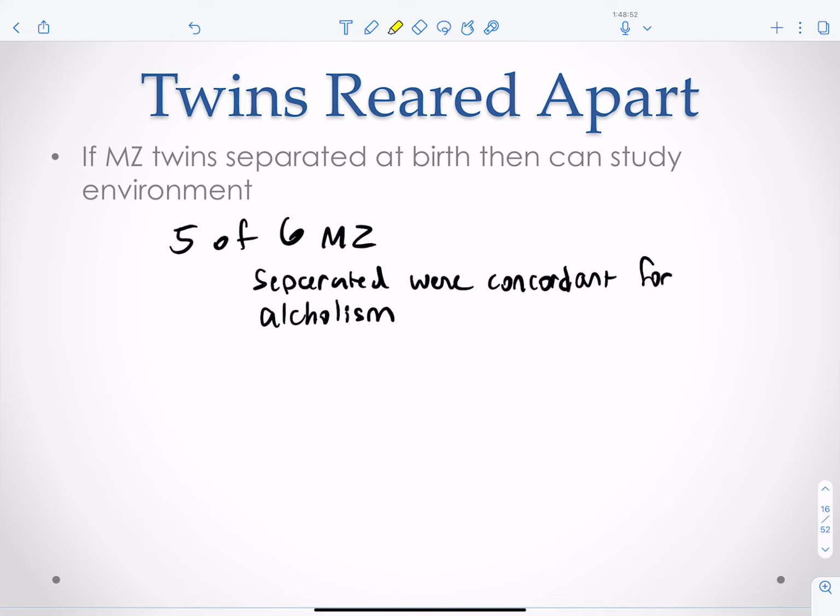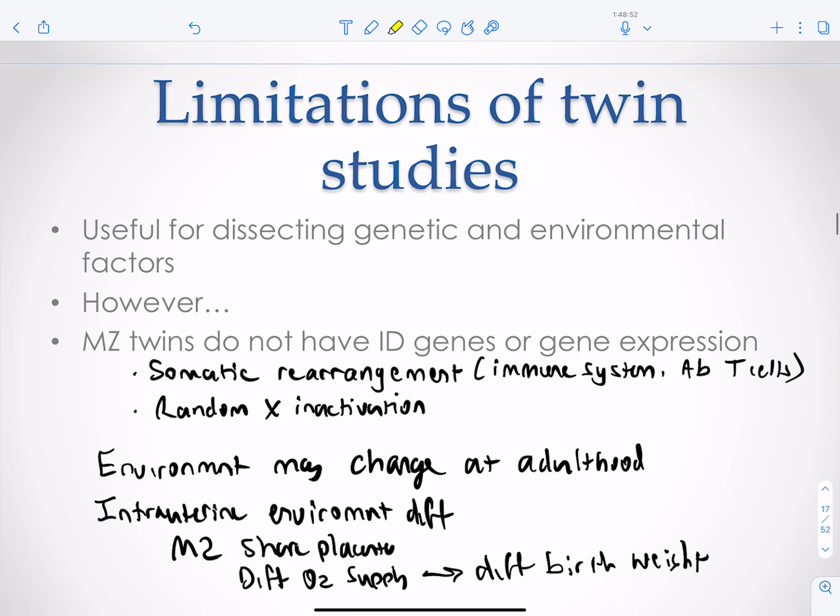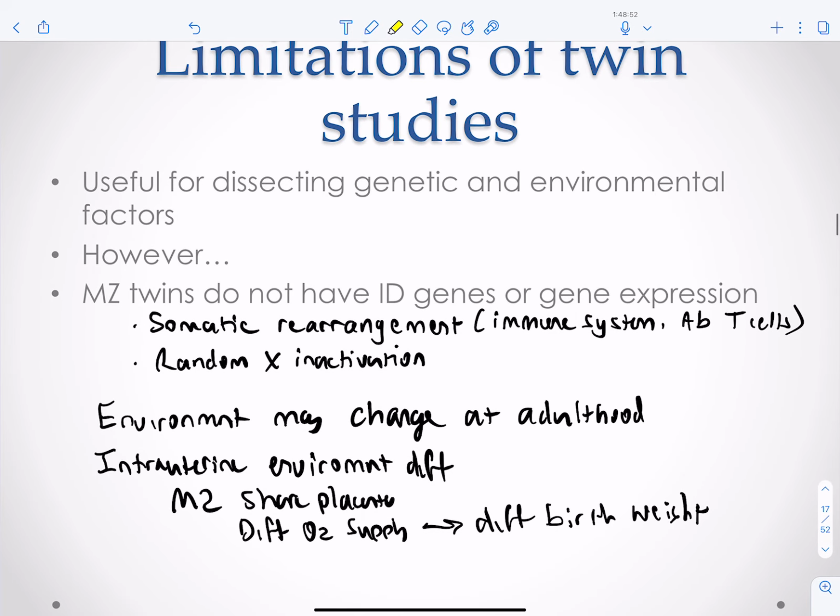And so one thing that was found with monozygotic twins is that they had concordance for alcoholism. And so that suggests that there is a genetic influence with respect to alcoholism, unless they were both in alcoholic environments, but there might be a genetic influence in that.